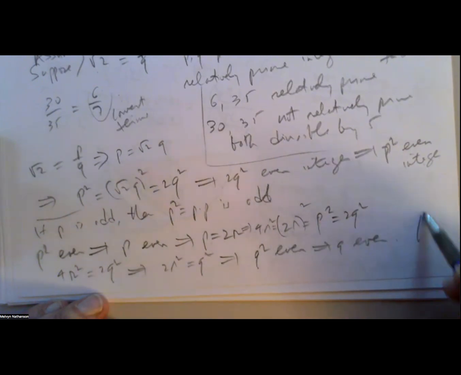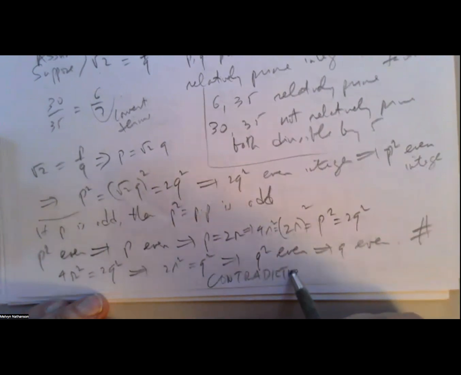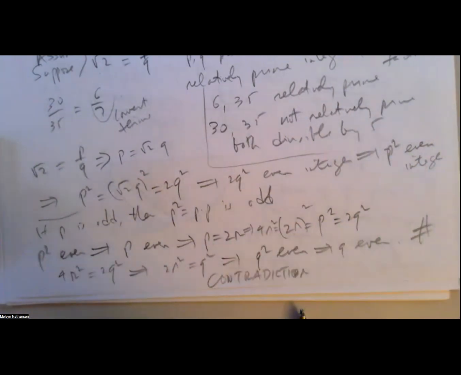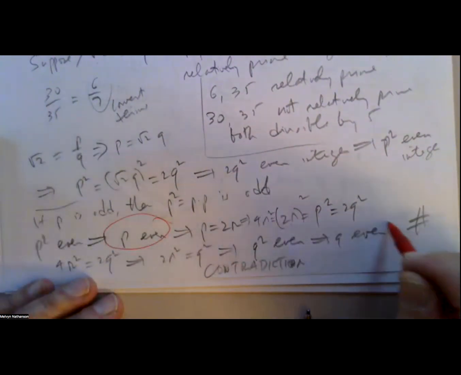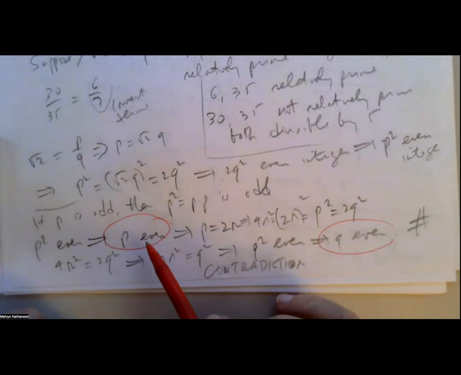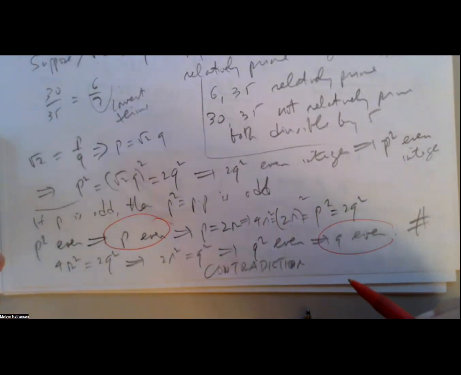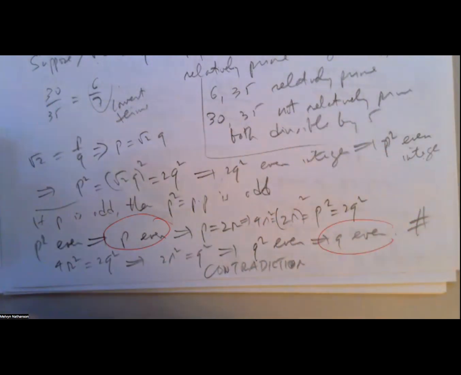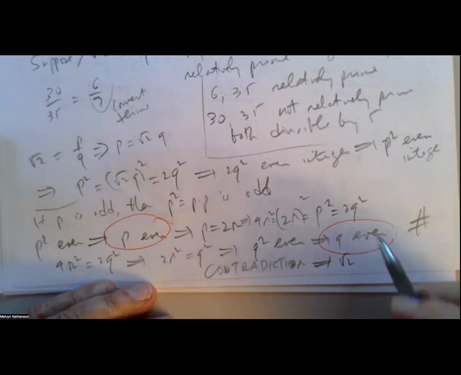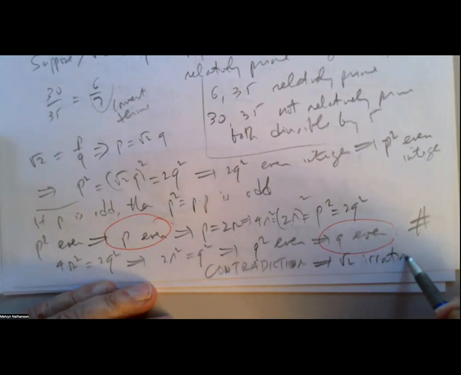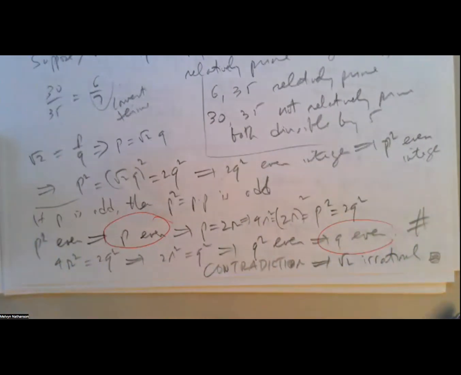And now we have a contradiction. Because we just proved that if the square root of 2 is P over Q, a fraction reduced to lowest terms, then P has to be even and Q has to be even, but then both P and Q are divisible by 2 and they're not relatively prime. They have a common factor. So the assumption that root 2 equals P over Q leads to a contradiction. So root 2 is therefore irrational. It can't be written as a fraction.